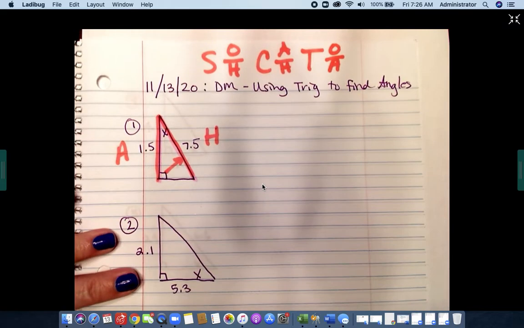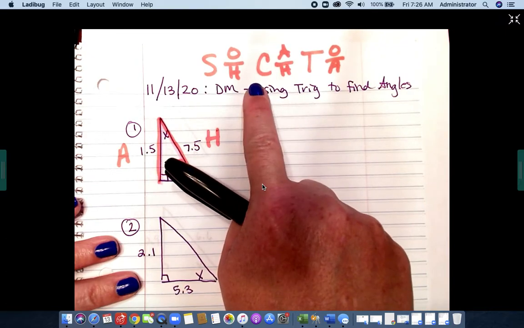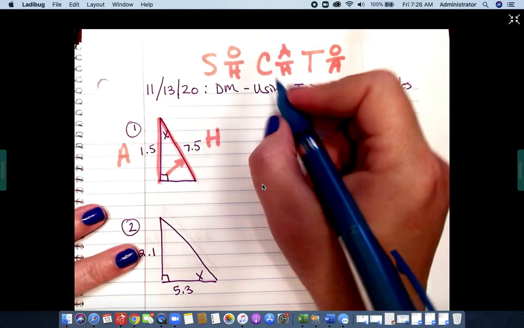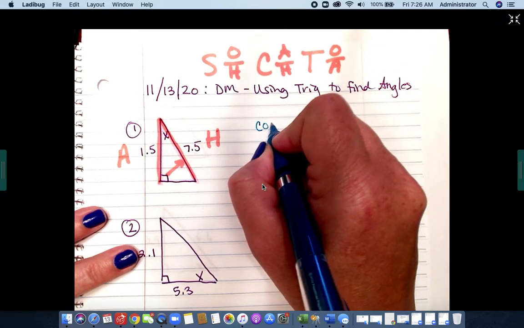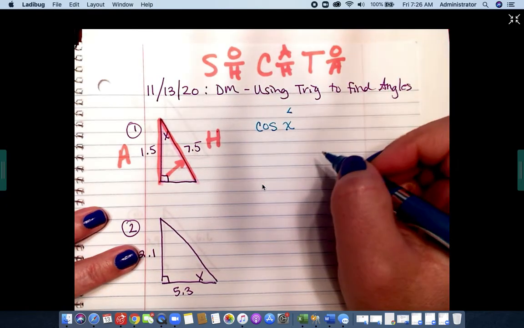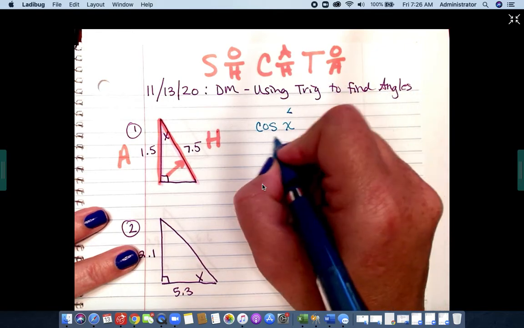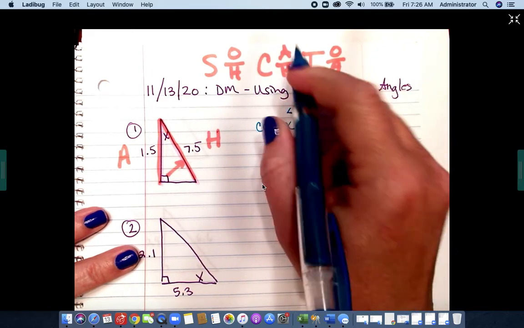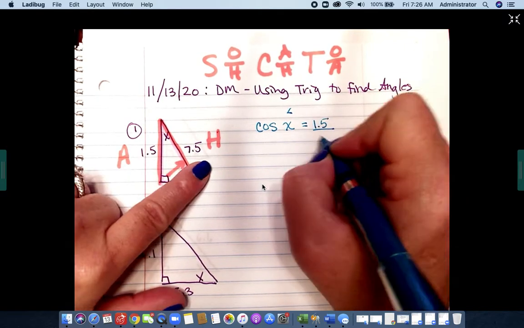So keep that at the top of your page. That way, when you see A and H, you can look up here and go, oh, A and H, I have to use cosine. So that means that if I set up my regular ratio like we did for sides, cosine of x, because that's my angle, it's always cosine of your angle, sine of your angle, tangent of your angle. We just don't know it, right? So cosine of x is equal to adjacent over hypotenuse. So my adjacent is 1.5, my hypotenuse is 7.5.